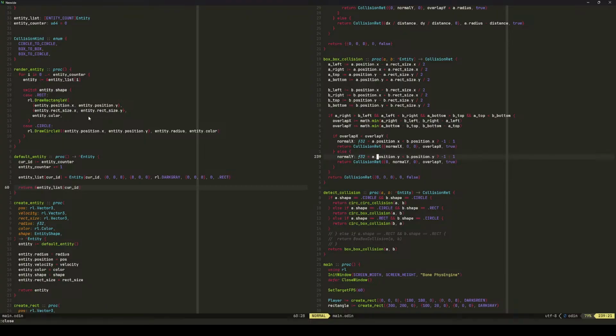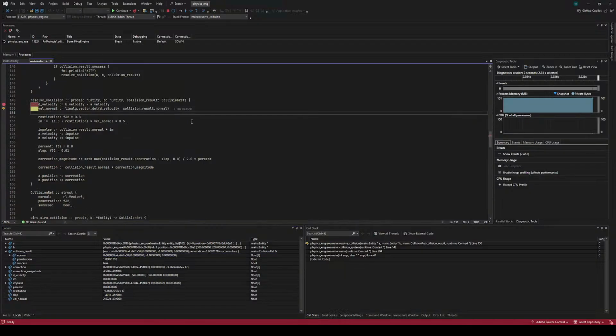And so... Oh, is it because it's only one iteration, but I'm going through diagonal movement, or... No. It's the normal, right? So normal should be like that. I don't know.